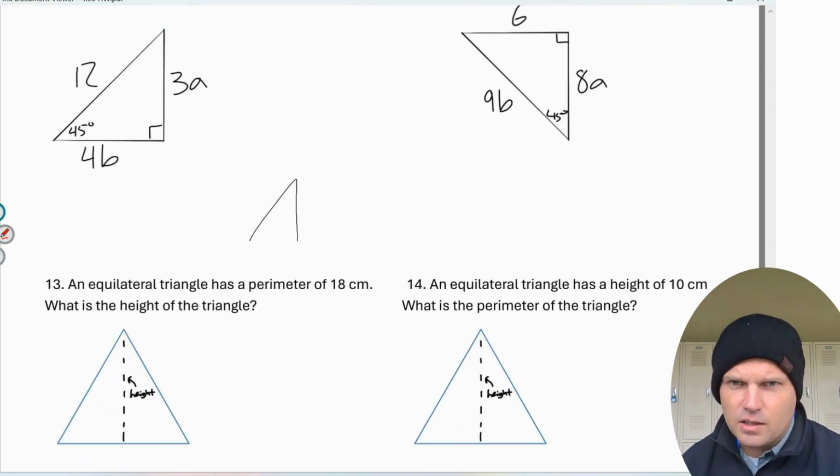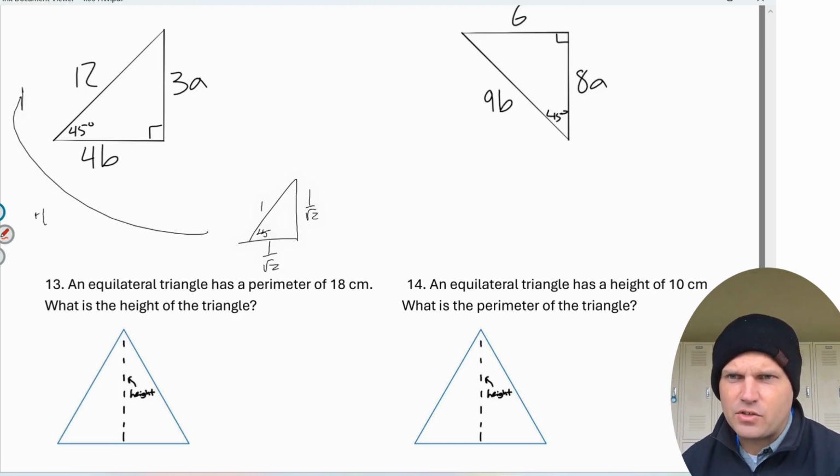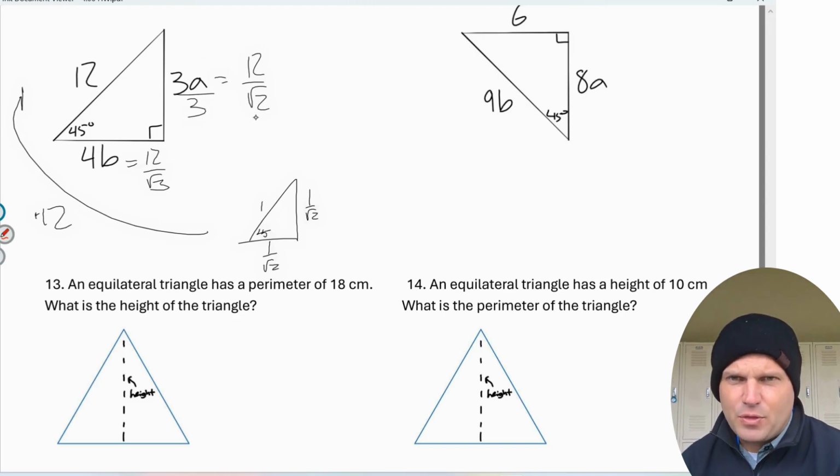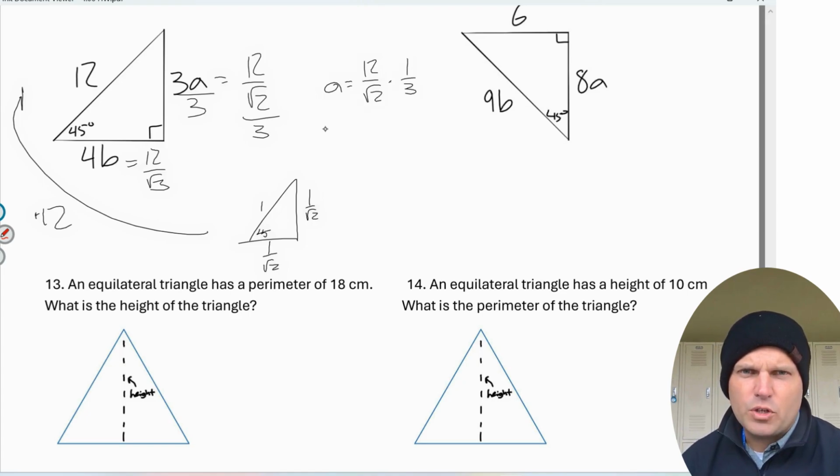Okay, let's take our 45, 45, 90 with the hypotenuse of 1 and try to work with this. This will be a little bit trickier, but we can see the scale factor is 12. Just multiply everything by 12. So I get this is equal to 12 over root 2, and this is also equal to 12 over root 2. Now, if I divide by 3, this might seem weird, but that's the same as multiplying by 1/3, which becomes 4 over root 2.